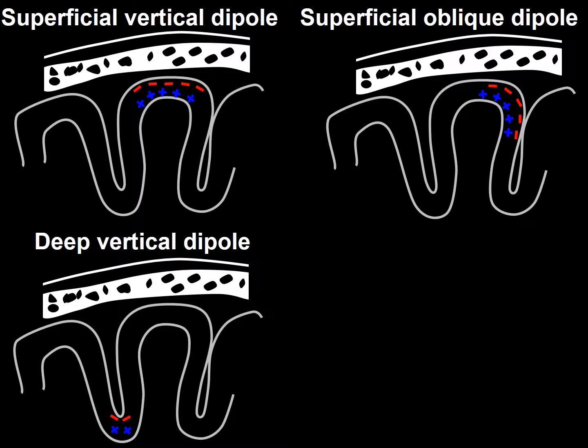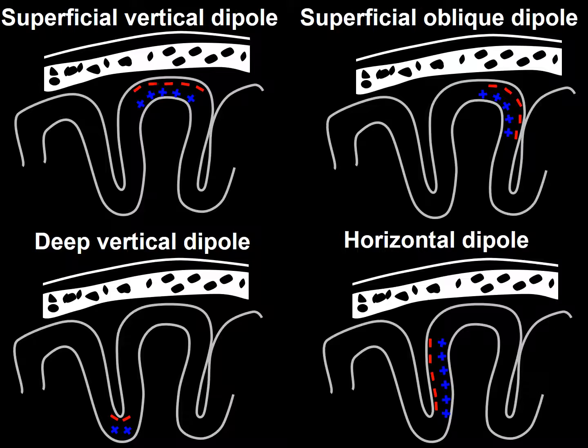Another arrangement occurs when the dipole layer is present at the nadir of a gyrus. We will call this arrangement deep vertical dipole layer or arrangement. When the dipole layer is confined to the wall of a gyrus, we will use the term horizontal dipole arrangement. In this situation, the dipole is parallel to the scalp surface.